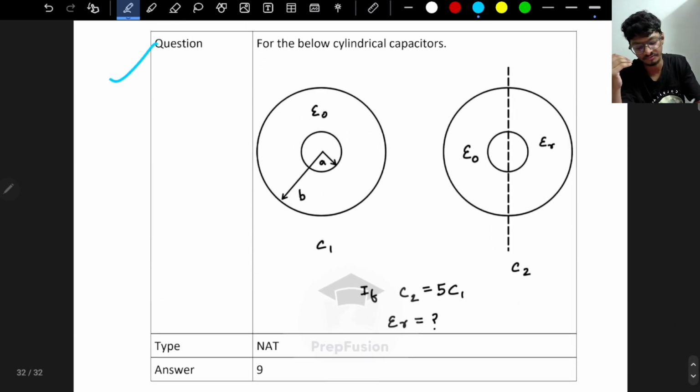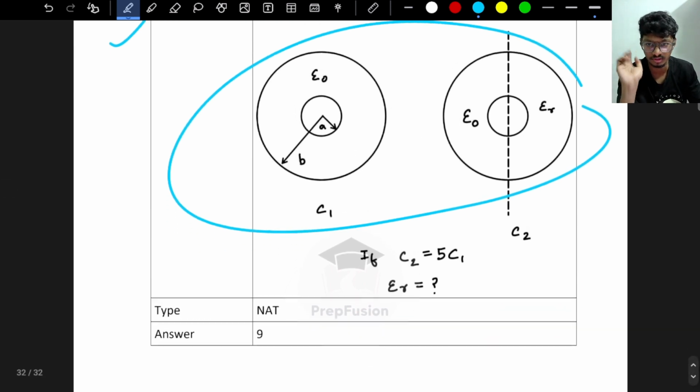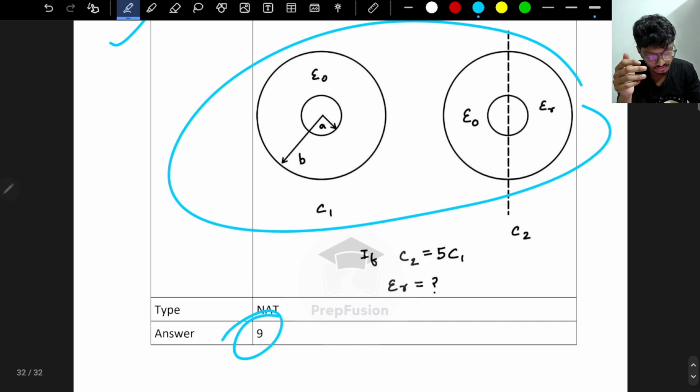Again, this question came on EMFT, where cylindrical capacitors came. This is basically a basic formula based question. This I have explained in my EMFT course. You can go and watch the YouTube video. So for this question, the epsilon r will come out to be 9.